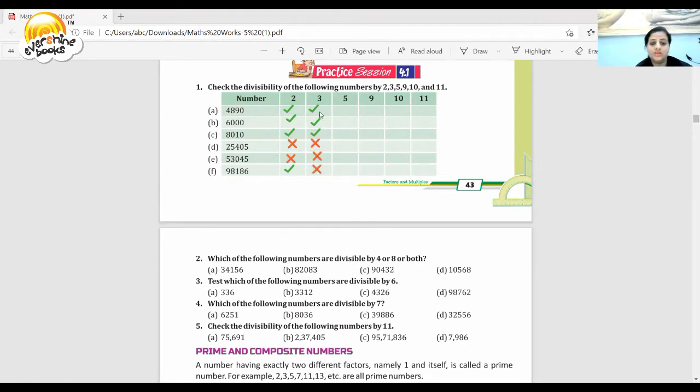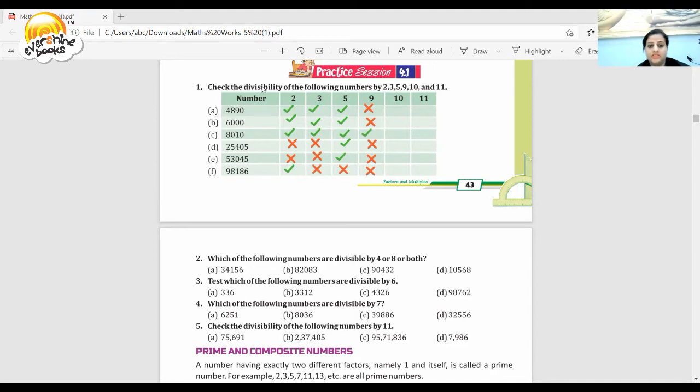Now here it is 5. When 0 is coming, it is divisible. 5 is coming, divisible. But when 6 is coming, it is not divisible by 5. Now, about 9. Here it is not divisible, here it is not divisible, here it is not divisible. But here it is divisible properly without any remainder.